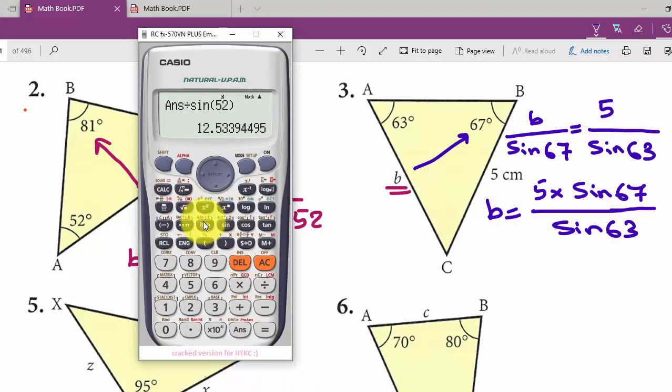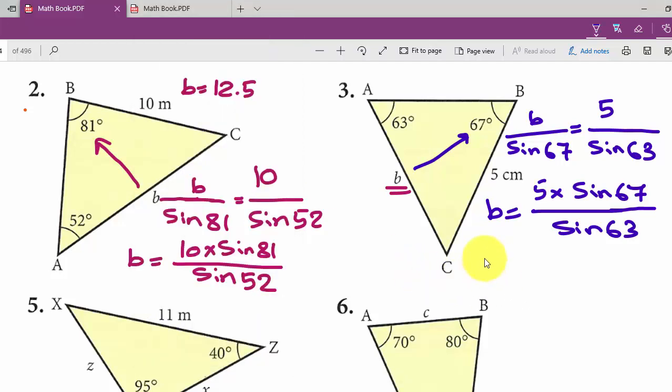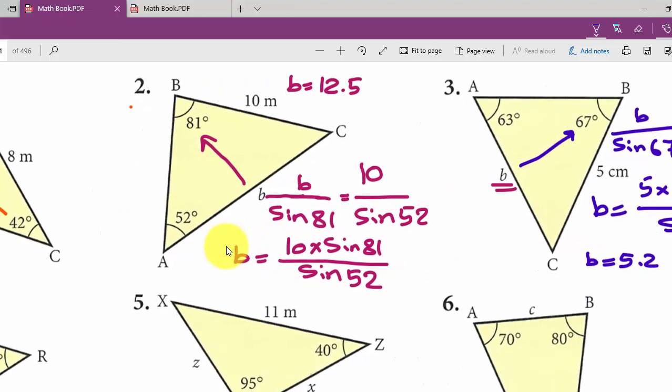Then grab the calculator, 5 times sine of 67 is equal to 4.60, and this result should be divided by sine of 63. That gives 5.16. This 6 can make this one 2 if we round it to one decimal place. Then simply B is 5.2 centimeters.